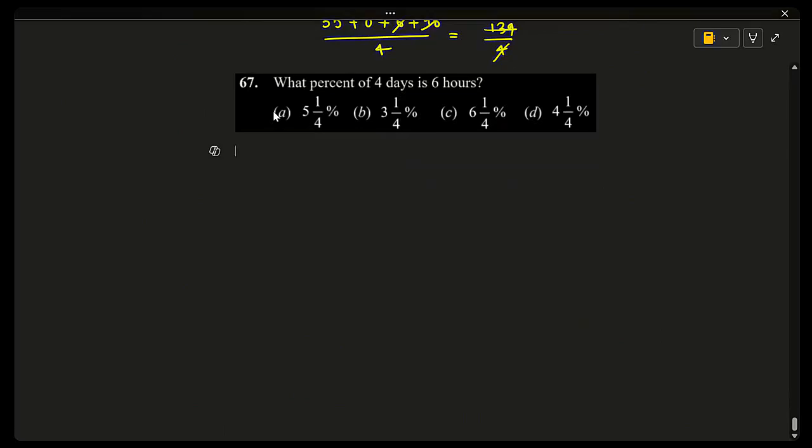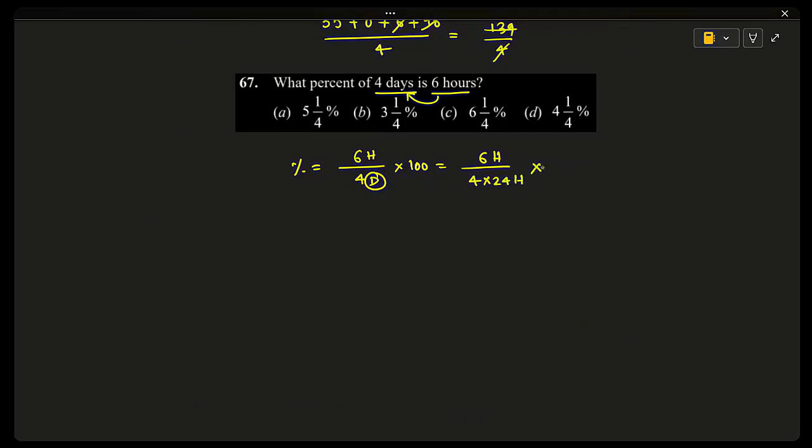Sixty-seventh question. What percent of 4 days is 6 hours? So percentage formula, if you go, selected by total into 100. So we are comparing 6 hours with 4 days. So the number to which we are comparing always goes to the denominator. What we are comparing always goes to the numerator. So multiplied by 100. 6 hours. Days, let us convert into hours. 6 hours divided by 4. 1 day is equal to 24 hours.